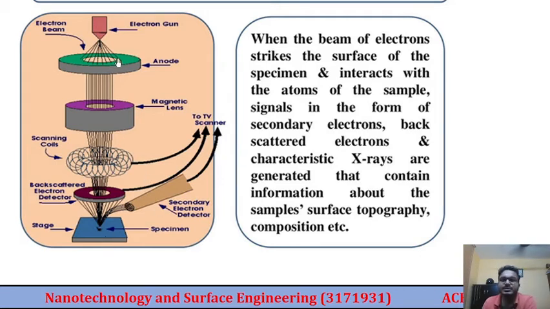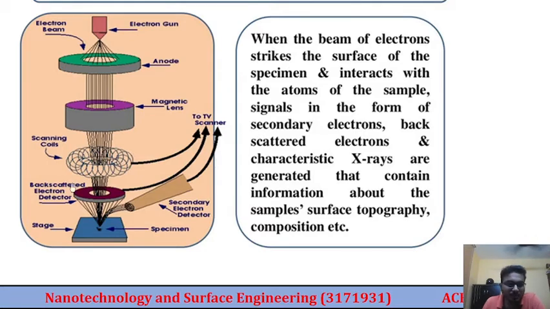So if we need to discuss the important parts of this entire arrangement, then it is the electron gun first at the top, then we have the cathode, then the magnetic lens, after that we have the scanning coils, and then we have detectors. First is the backscattered electron detector and second is the secondary electron detector. All these three, that is scanning coils, backscattered electron detectors as well as the secondary electron detectors, send the signal to the TV scanner.